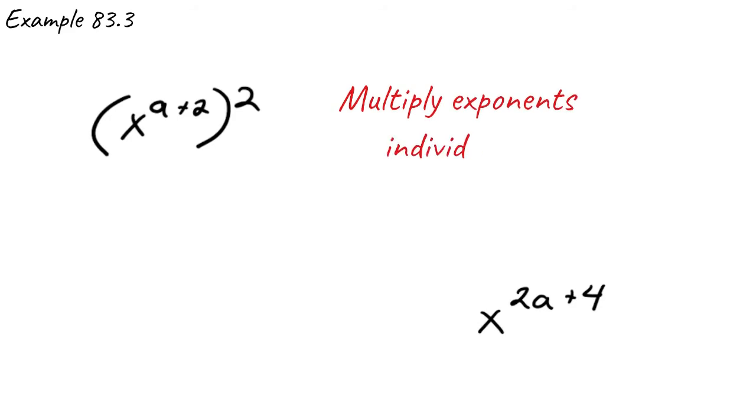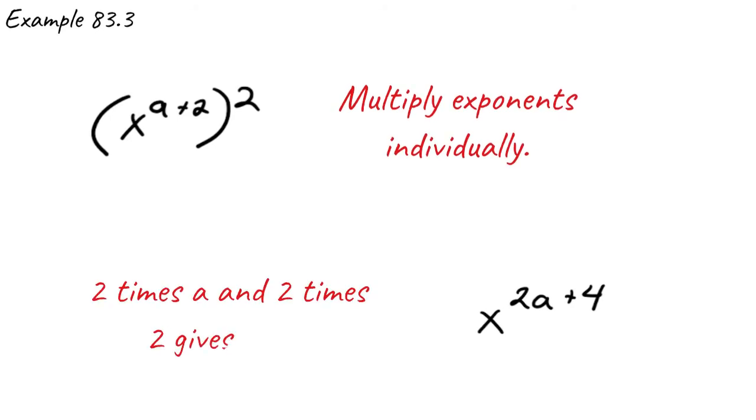So in example 83.3, we have x to the a plus 2, squared. So what we're going to do is just multiply the exponents individually. 2 times a and 2 times 2 gives us x to the 2a plus 4.